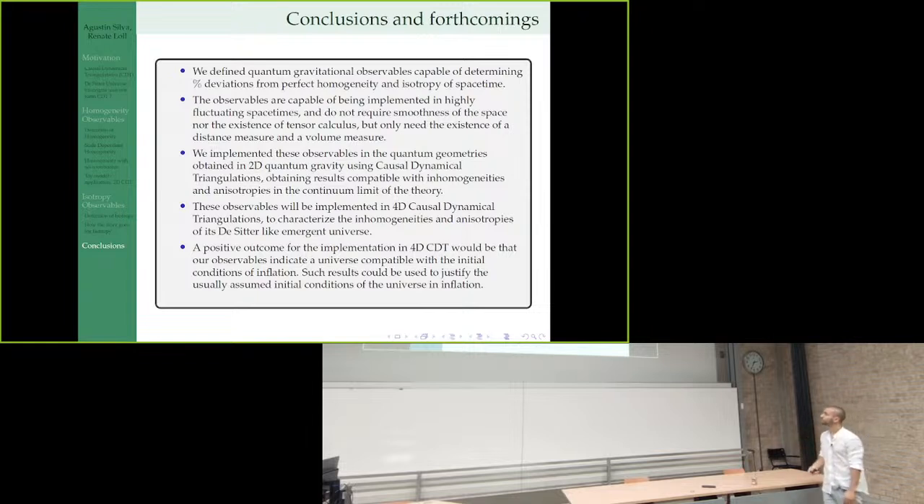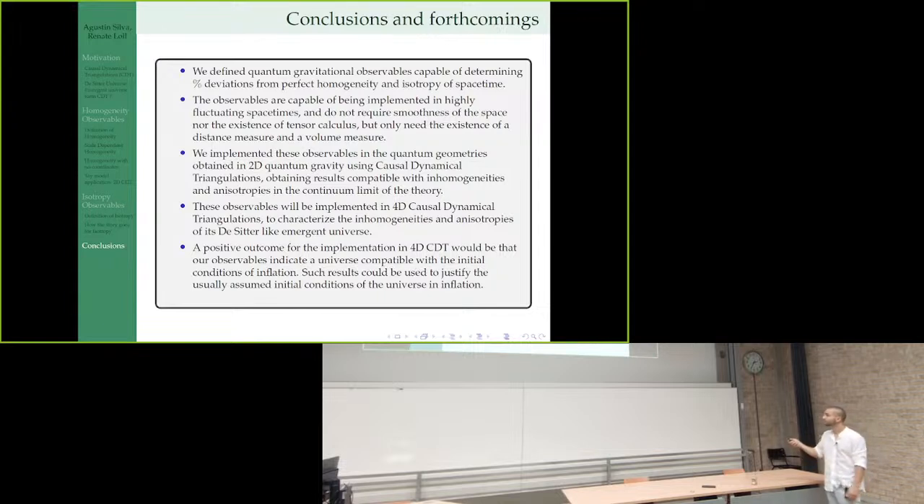So I will jump to my conclusions because I think I'm running out of time. We defined quantum gravitational observables capable of determining percentile deviations from perfect homogeneity and isotropy of spacetime. These observables are capable of being implemented in highly fluctuating spacetimes, as the ones that appear in causal dynamical triangulations. We implemented them in 2D, and the results indicate that there could be some residual anisotropies and inhomogeneities in the continuum limit. Again, this is not something physical, it's just a toy model.